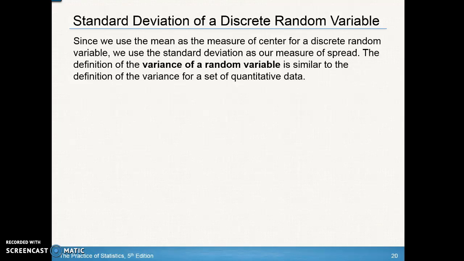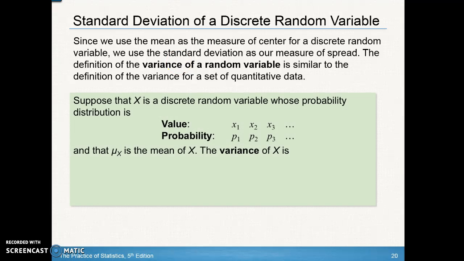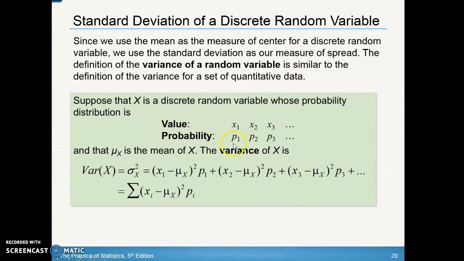Now, just keep in mind that in this case, the standard deviation is going to be how far on average we are from our expected value. All right, so let's see what variance actually means. Taking a look at our probability distribution of our values and the probability of each value occurring, how do we find the variance? It's very similar to what we've done in the past.